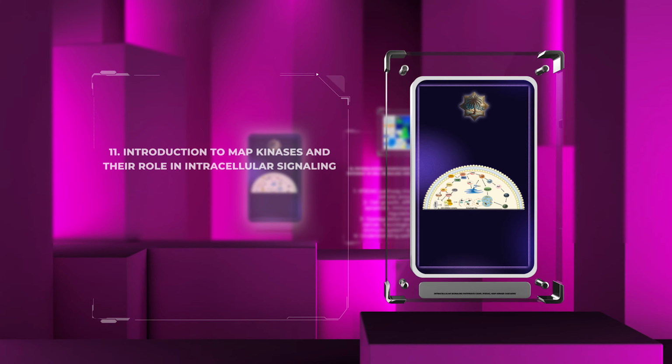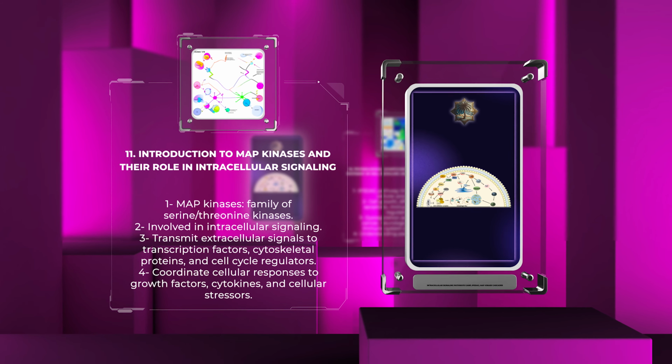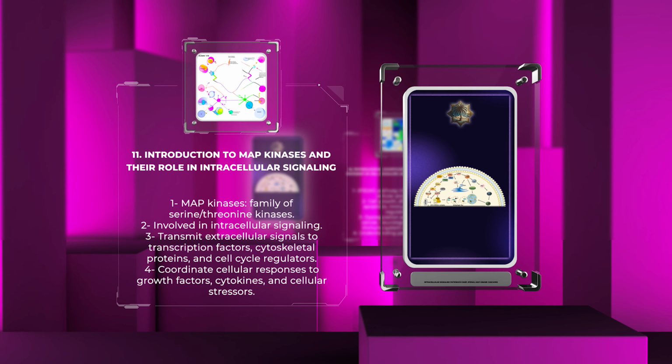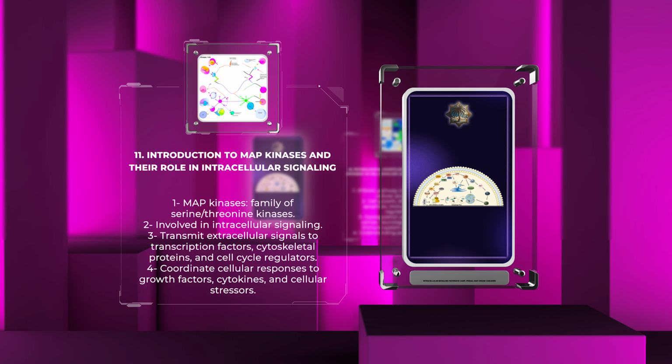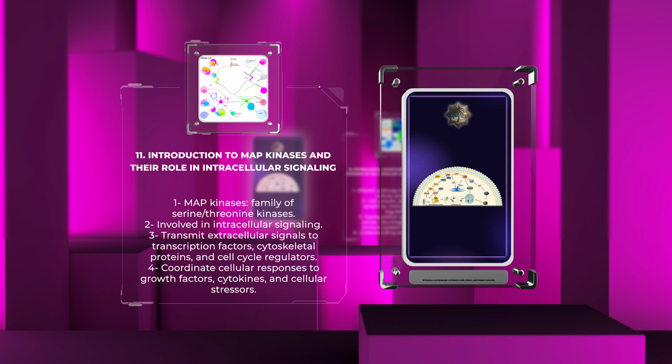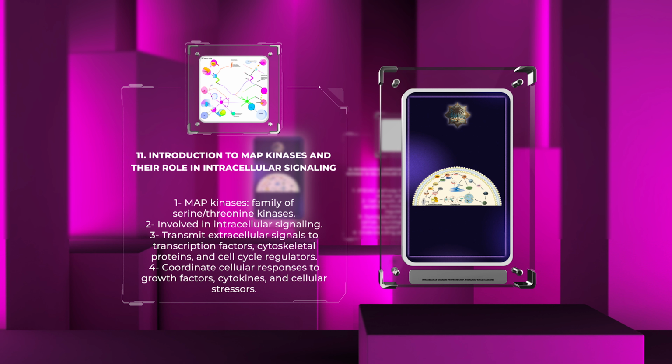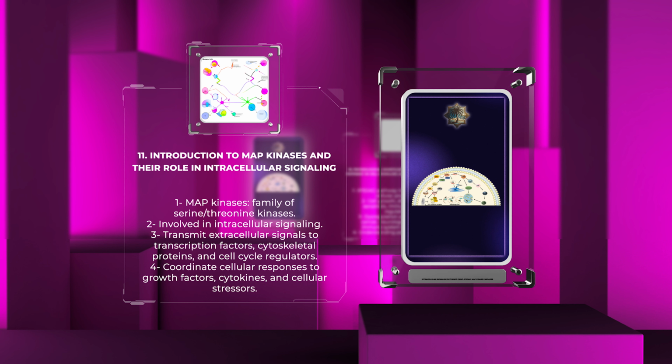MAP kinases, also known as mitogen-activated protein kinases, are a family of serine/threonine kinases that play a central role in intracellular signaling. They are involved in transmitting extracellular signal inputs to various intracellular targets, including transcription factors, cytoskeletal proteins, and cell cycle regulators. MAP kinases are crucial for coordinating cellular responses to diverse stimuli such as growth factors, cytokines, and cellular stressors.